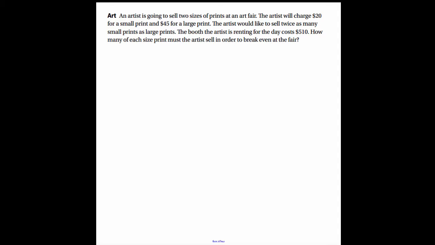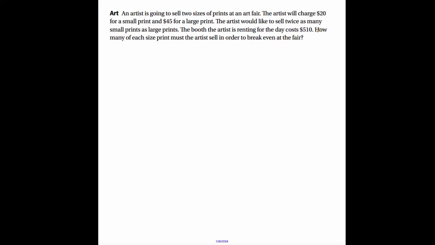Okay, so here I have the first thing I do when I'm starting a word problem is I want to identify my variables. And I know this is going to be a system of linear equations because I have 2 different things I'm looking for. Usually the last sentence tells me exactly what I need to find. How many of each size print must the artist sell in order to break even? So I need to figure out the quantity of the 2 different sizes.